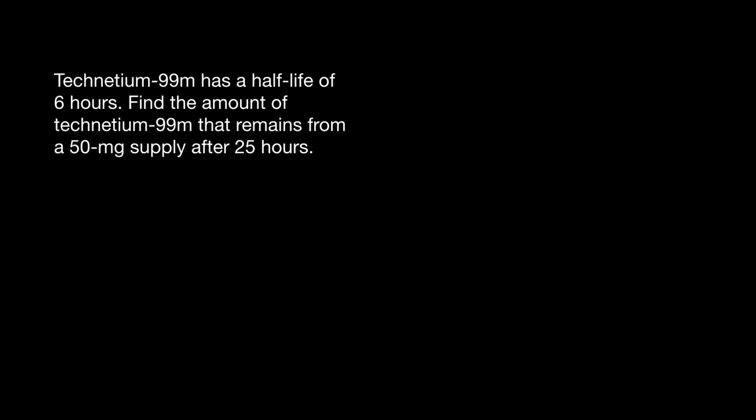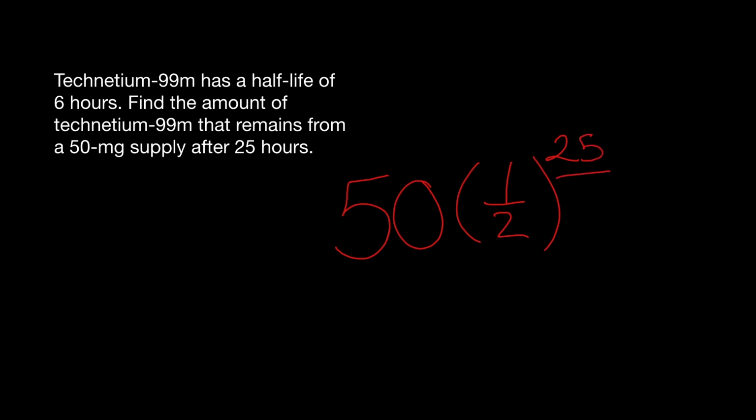So, technetium-99m has a half-life of 6 hours. Find the amount of technetium-99 that remains from a 50 milligram supply after 25 hours. So, in this case, what we would do is we would say 50 times 1/2 to the, how many hours were there? 25 over the half-life of 6. So, 50 times 1/2 to the 25 over 6.